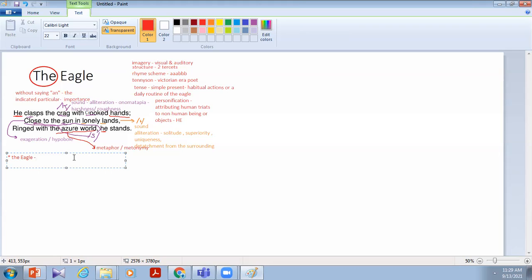Okay. Then you have the eagle. The eagle is elevated. Elevated means upheld, right? Or the majestic existence of the eagle is depicted. This is the summary of this stanza, right? The eagle being elevated. Why upheld? How is it upheld? It's ringed with the azure world, in the sky. It's in lonely lands where others can't approach, and his majestic, royal look is being shown. That is the summary of this stanza. Any questions?